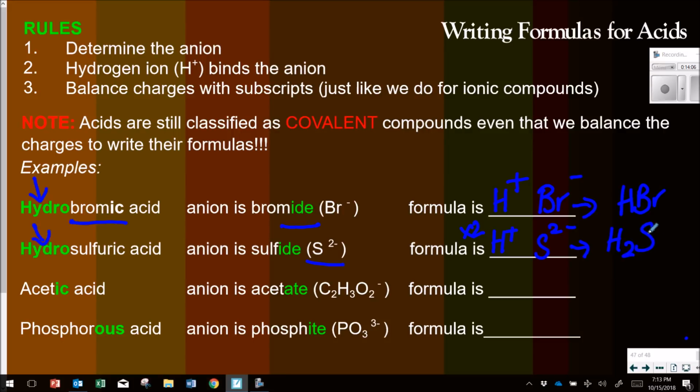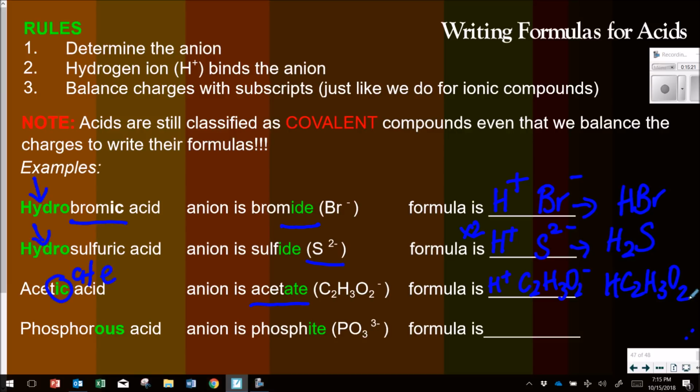Acetic acid, now I don't have the word hydro in front of it. So we have an oxyacid. From the ending ic, I know that my polyatomic ion had to end in ate. So my anion is acetate, and the formula is C2H3O2 with a -1 charge. I have H plus with C2H3O2 minus. The charges balance, so it's HC2H3O2 for my final formula.